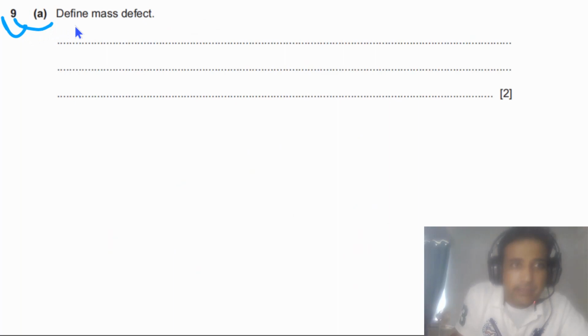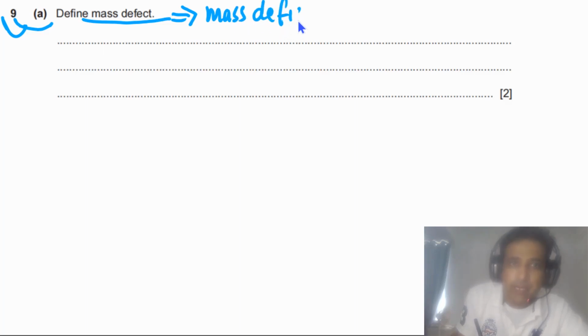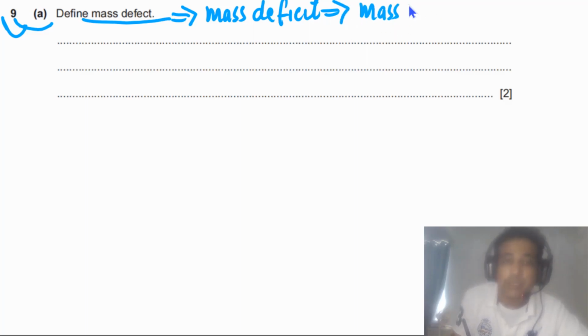Question 9 part A says define mass defect. Mass defect we can also call mass deficit. So if you see the term mass deficit, or if you see the term mass difference, it means we are talking about the same quantity.